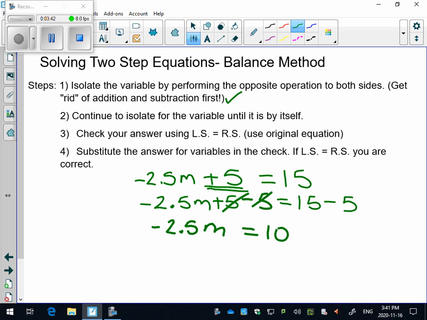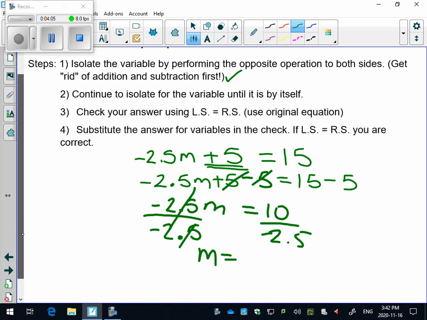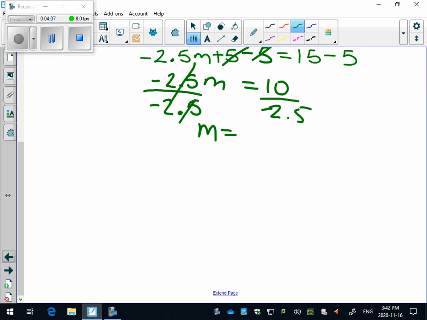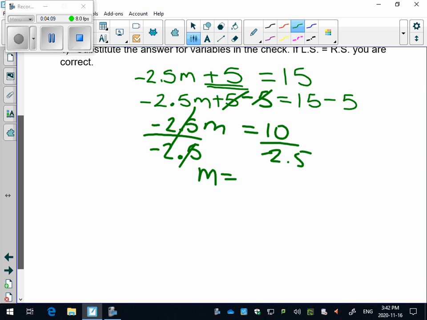Even though this is a negative decimal number, we are still looking at the operation of multiplication. It's negative 2.5 times m. In order to get rid of it, we're going to divide both sides by the same term. Don't forget your negative sign. That crosses out, and that will only leave m. And m is equal to 10 divided by negative 2.5, which would be negative 4.